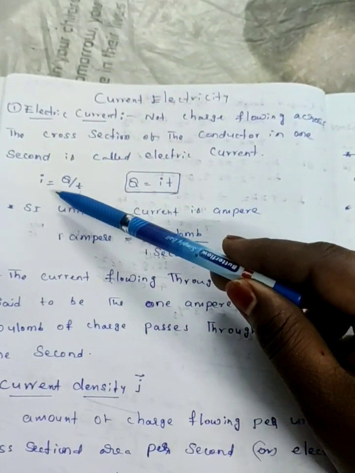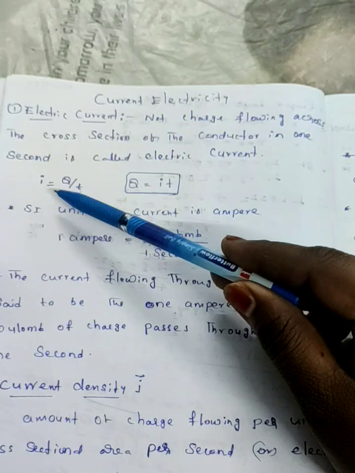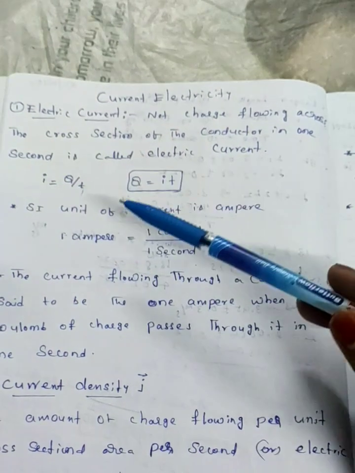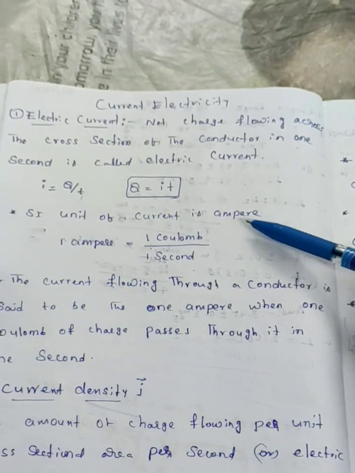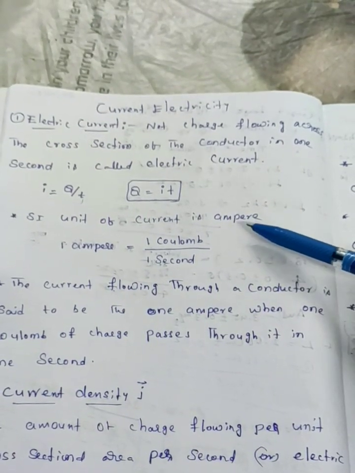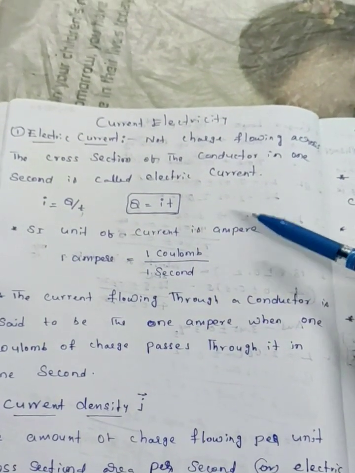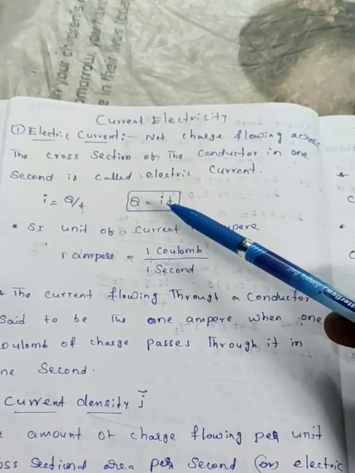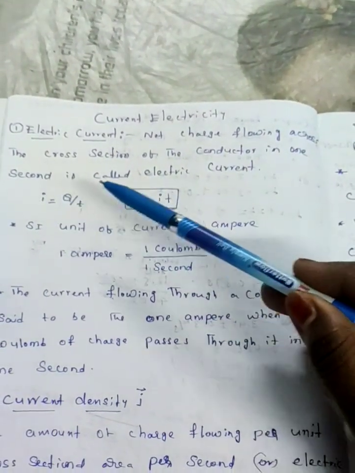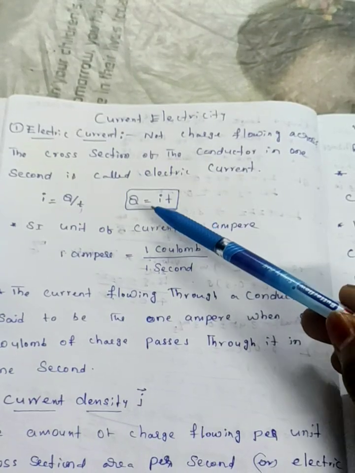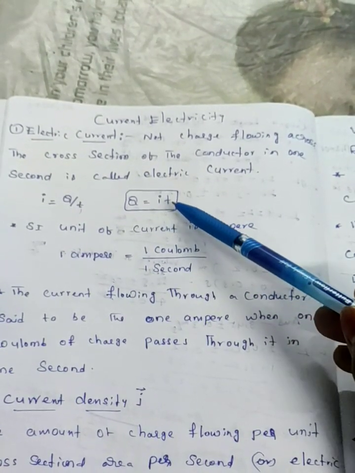This is a fundamental quantity. Dimensional formula is I, and the SI unit is ampere, A. I or A we will use as the dimensional formula. Charge is equal to I into T. Using this formula only, we will write the dimensional formula of charge as I into T.